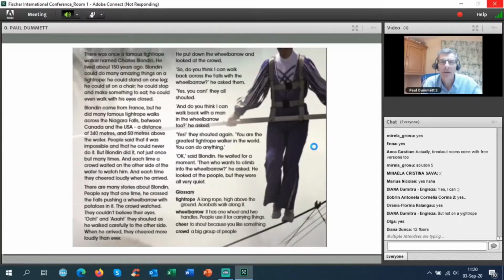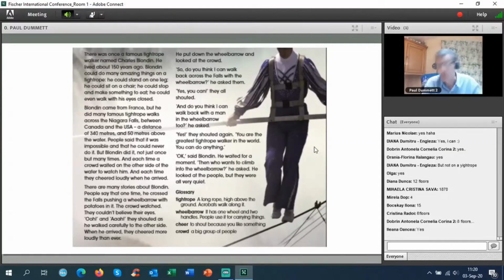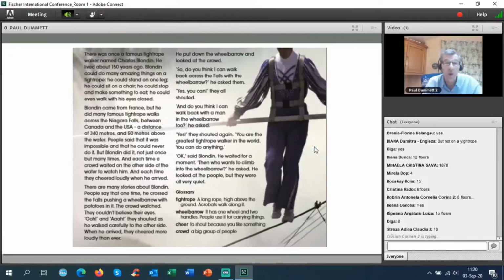People said that it was impossible and that he could never do it. But he did it, not just once, but many times. And each time a crowd waited on the other side of the water to watch him, and each time they cheered loudly when he arrived. Do you remember what cheer meant? Can you all do it? Okay, and so it goes on.